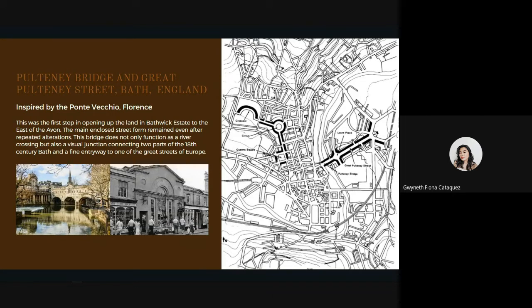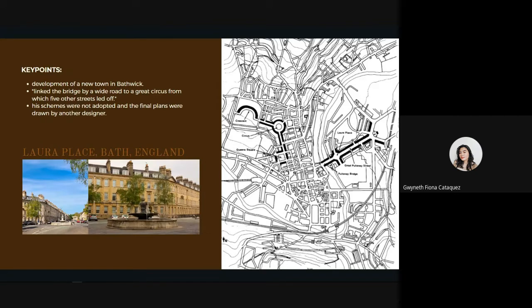Next slide, please. Robert Adam also prepared plans for the development of a new town in Bathwick, and his first and most imaginative scheme for the estate linked the bridge by a wide road to a great circus from which five other streets led off. These in turn were crossed by streets converging on a semicircular open space at the bridge entrance. But his schemes were not adopted, and the final plans were drawn by another designer. Next slide, please.